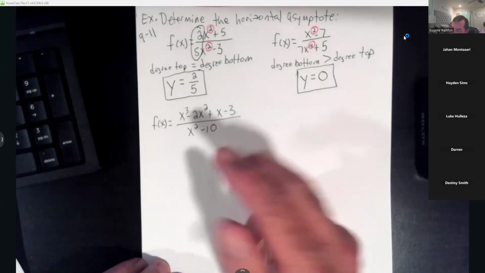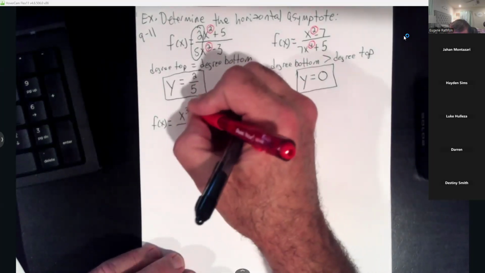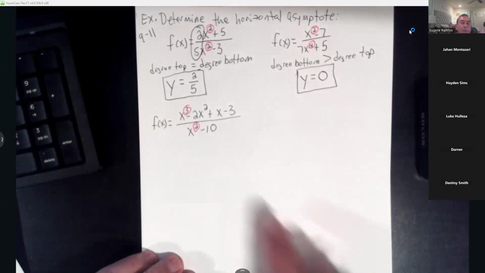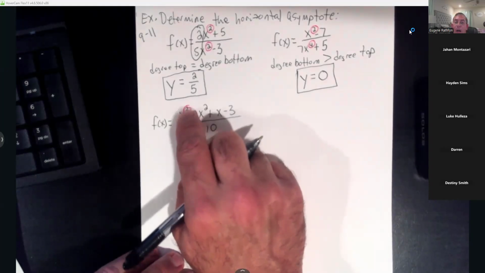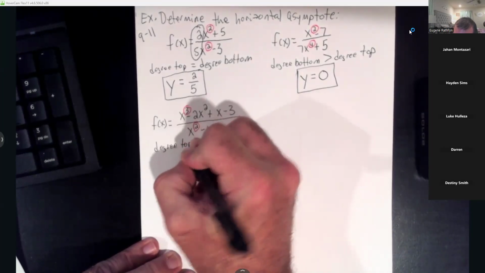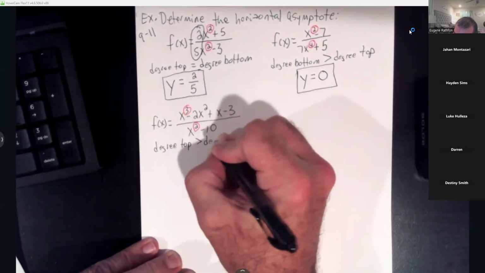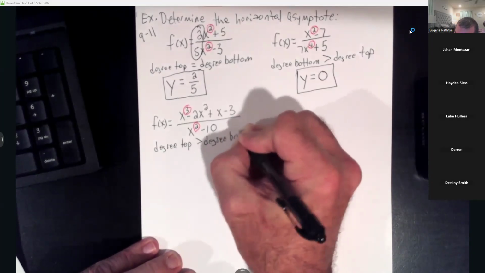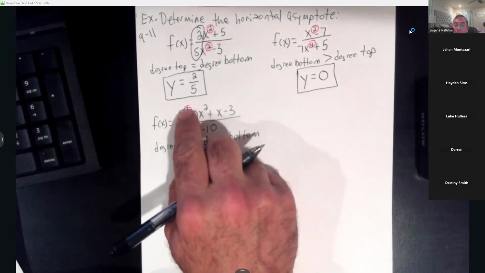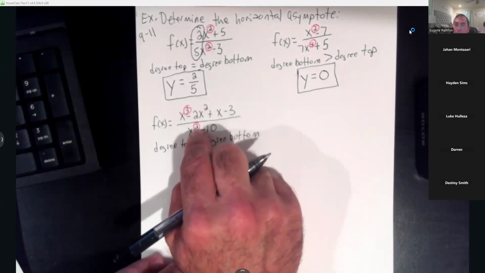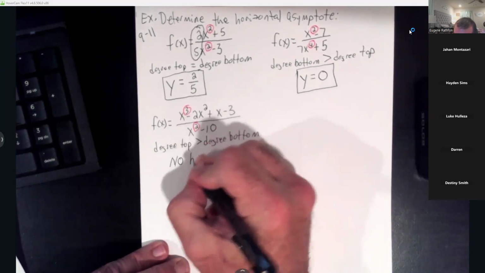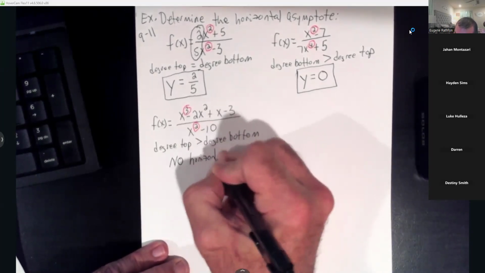All right, y'all. So, once again, I'm looking at exponents. On this one, the higher exponent is in the top, so your degree on top is greater than the degree on the bottom. So when that happens, and you've got a higher exponent on the top than you do on the bottom, this was the case in which we had no horizontal asymptote.